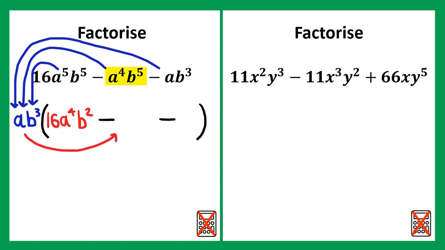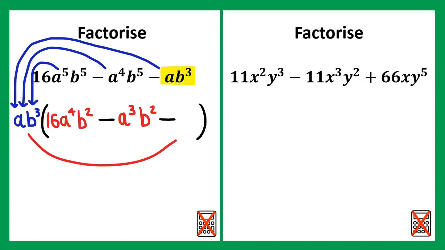Next, I would need to multiply a by a cubed to give me a to the power of 4, and b cubed would need to be multiplied by b squared to give me b to the power of 5. Lastly, you can see that ab cubed has remained the same to give me ab cubed, which means I must have multiplied by 1. For the last question, I've run out of room for the arrows.